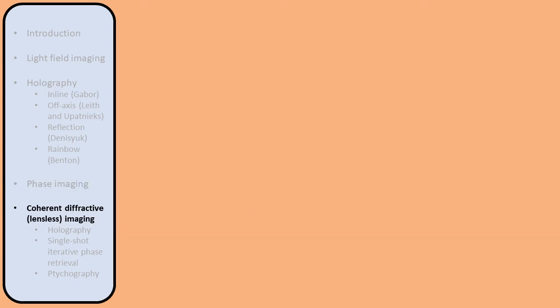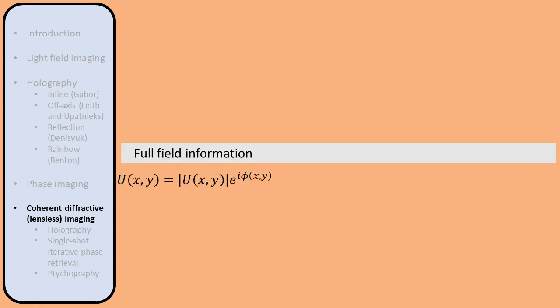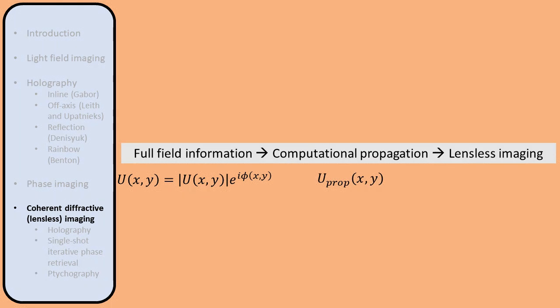We've now seen methods to measure both the amplitude and phase of a field, which may be useful when imaging transparent samples whose most important information is contained in the phase. But there is another advantage to measuring both the amplitude and phase of a field. If you measure the complete complex-valued field, you can compute how it propagates, and this allows you to compute images without having to use lenses.